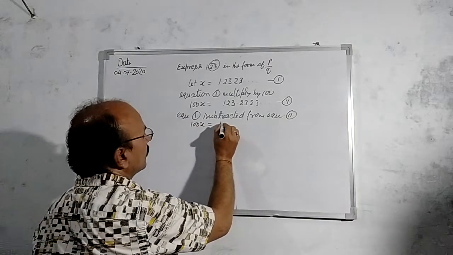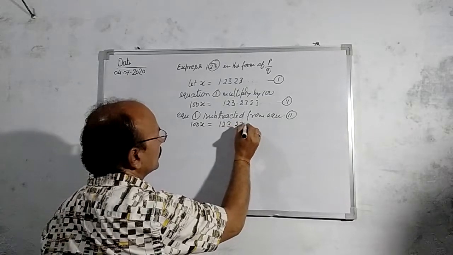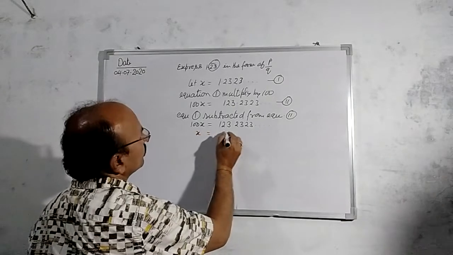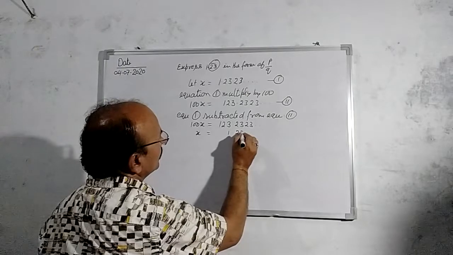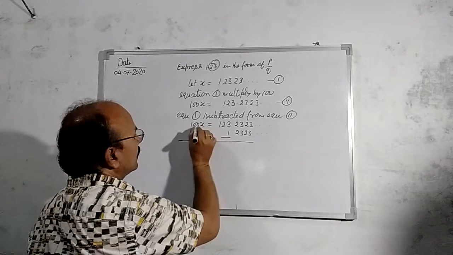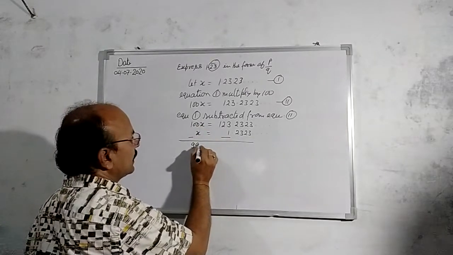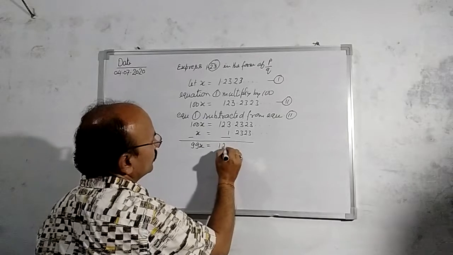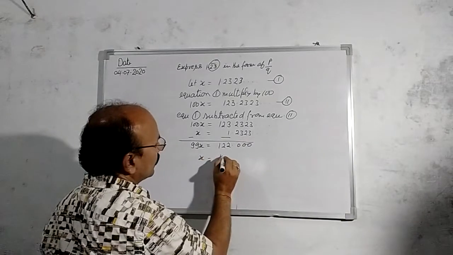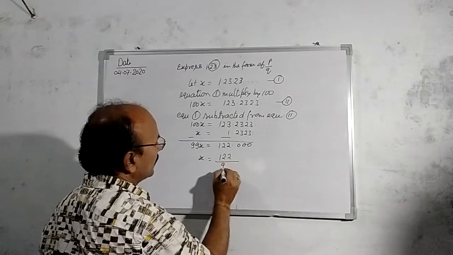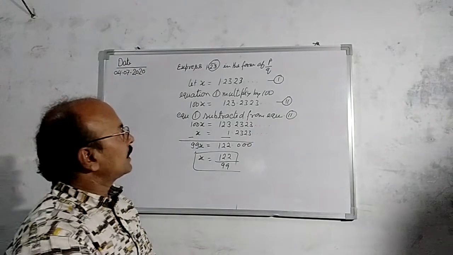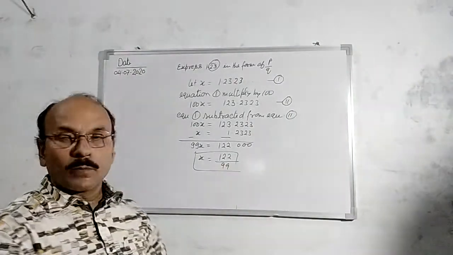100x is equal to 123.2323 and so on, and equation 1, x is equal to 1.2323 and so on. Change the sign. 100x minus x is equal to 99x is equal to 122.000. So x is equal to 122 upon 99. So in this way you can convert 1.232323 in the form of P upon Q.